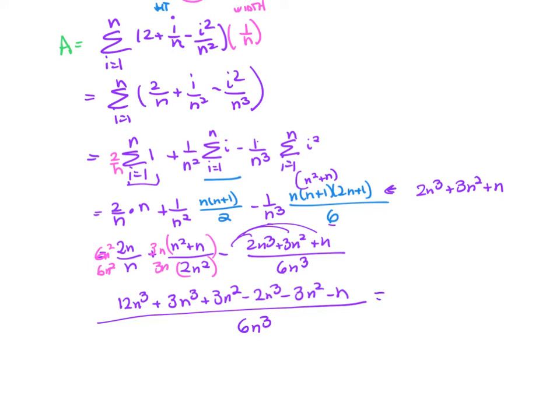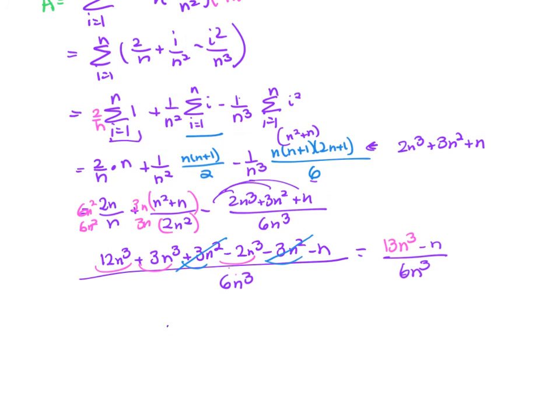So let's combine like terms. We have some cubes here. So cubed, 1, 2, 3. So let's do that. 12 plus 3 is 15 minus 2. That becomes 13n cubed. And then let's do n squared. So 3n squared minus 3n squared, that is 0. And now we're left with a minus n all over 6n cubed. So now we can find the limit of 13n cubed minus n all over 6n cubed as n approaches infinity. That is going to be 13 over 6 square units.